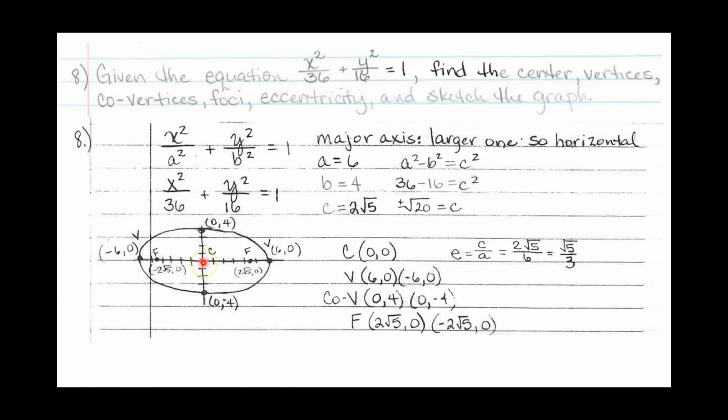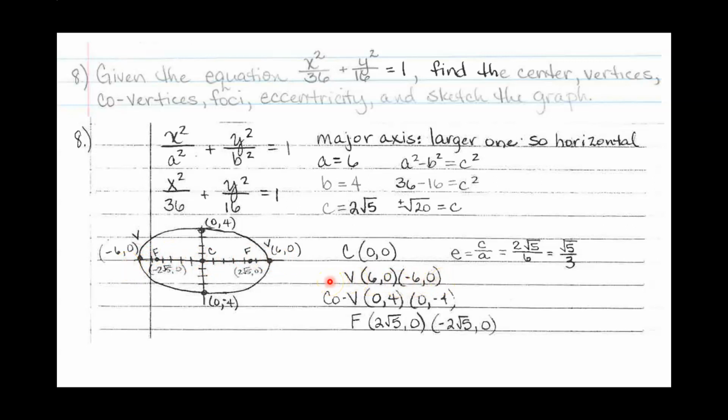We said our center was 0, 0. And we said our major axis was horizontal. So we're going to start here and we're going to go horizontally our a value in both directions, because a is the distance from the center to the end of the major axis, the vertex. So if I start here at 0, 0 and I go 6 to the right, I'm at 6, 0 for one vertex. And if I go 6 to the left, I'm at negative 6, 0 for my other vertex.